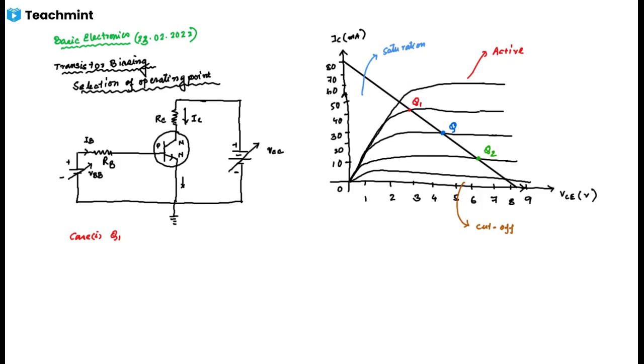But if I take the first case, that is Q1, this operating point will be lying near the saturation region. You can see this is lying near the saturation region. Therefore, the positive cycle of the signal will be clipped off. Hence, the distortion will occur. Thus, the point Q1 is not suitable for the operating point. So why is it not suitable? Because Q1 will lie near the saturation region.